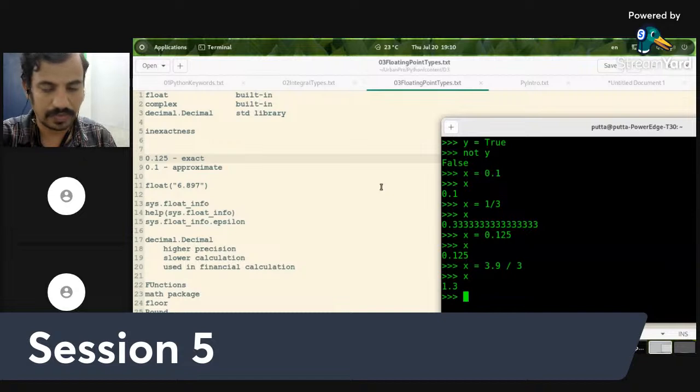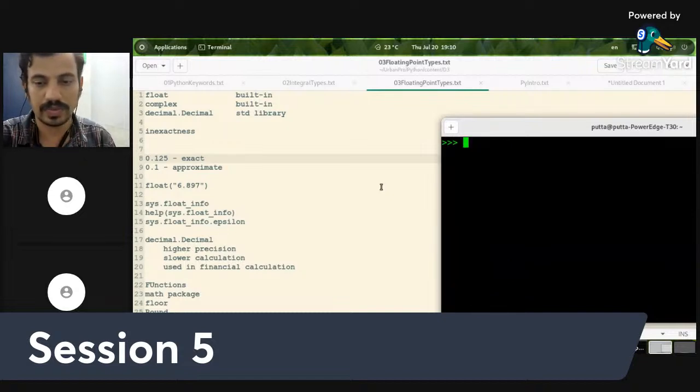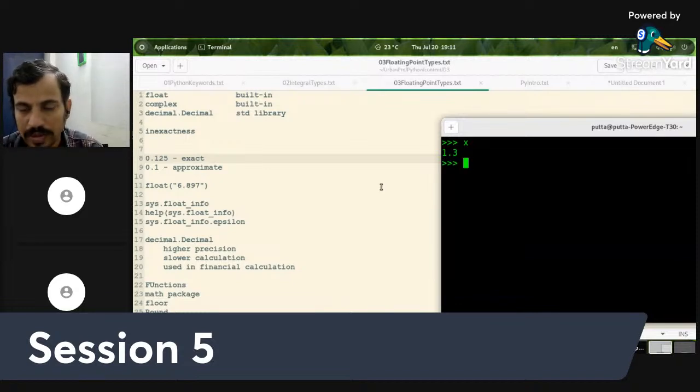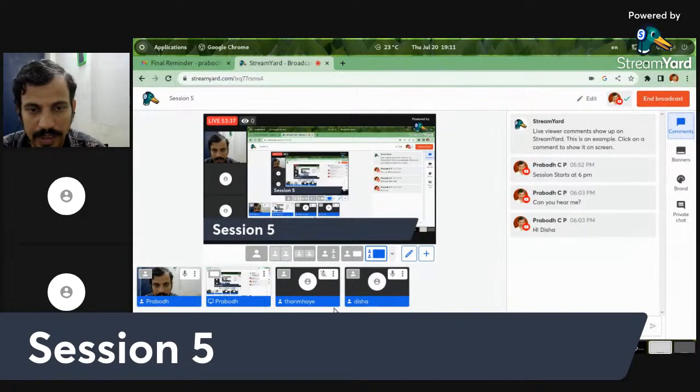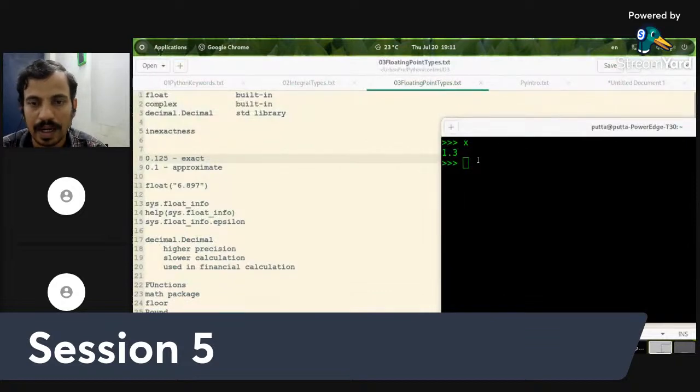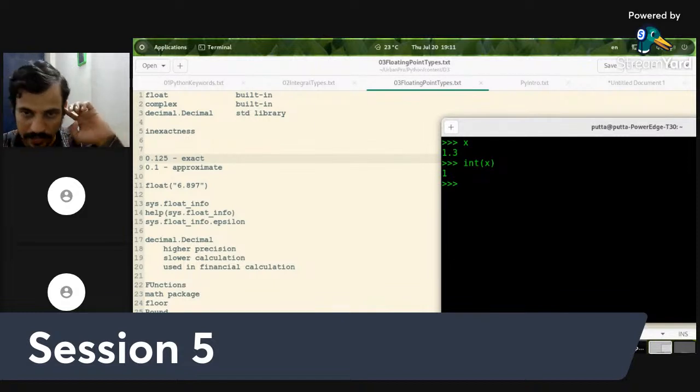We can convert these float values. Suppose x has a value 1.3. How can I obtain only the integer portion of x? What function should I use? Int of x. Int of x gives me the integer portion of a float number.